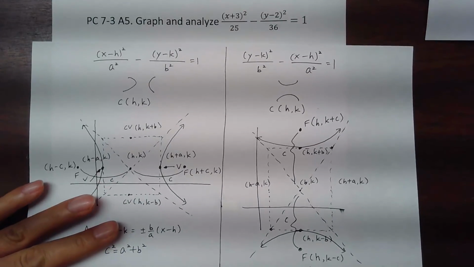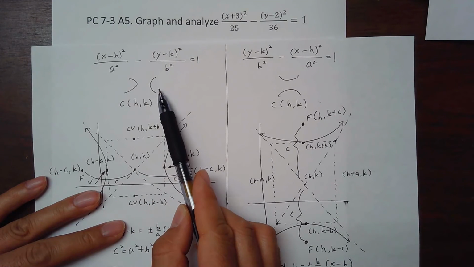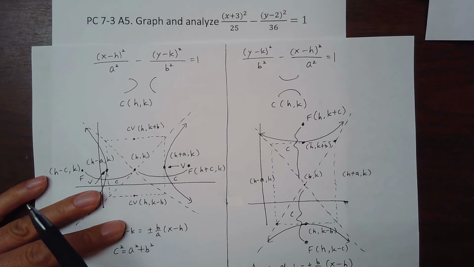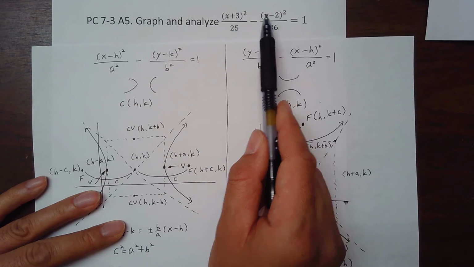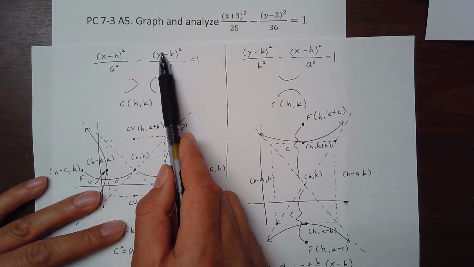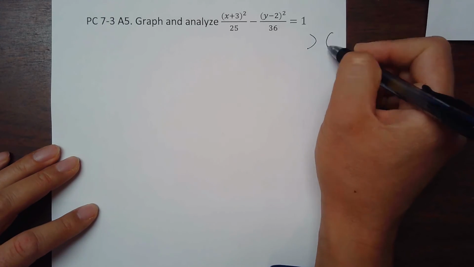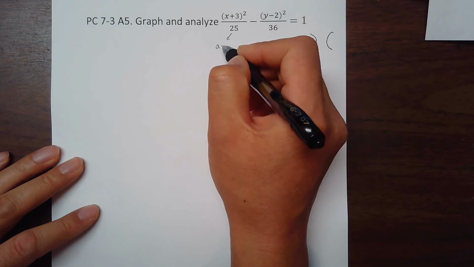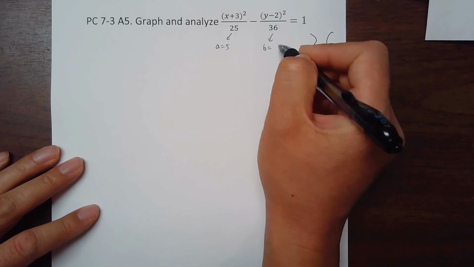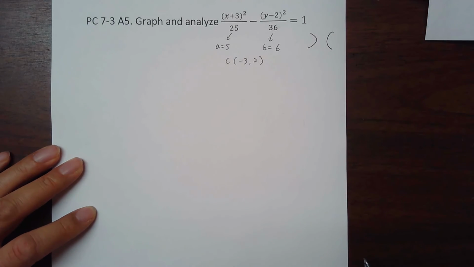When you look at those examples, you should make a call: are we dealing with a hyperbola that opens left and right, or one that opens up and down? So x squared minus y squared. You should know this is open left and right. The value of a is 5, the value of b is 6, the center is minus 3, 2.